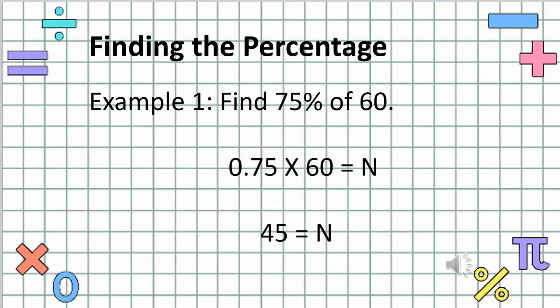So, naintindihan? Okay, another sample. We have here sample number 2. Find 20% of 50. So, again, 20% will be converted into decimal. So, 20% magiging 0.20. Then, multiply it by the base, which is 50. So, 0.20 times 50 equals N. So, multiply na natin yung 0.20 tsaka 50. So, 0.20 times 50, the answer is 40. So, our percentage here for example number 2 is 40.